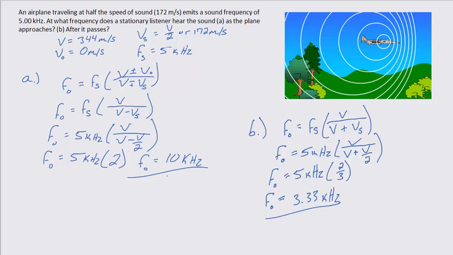which makes sense, since in part A, the airplane is moving towards the observer, so we should hear a higher frequency, which we heard was 10 kilohertz. And as the airplane moves away from our observer, we should hear a lower frequency, which is 3.33 kilohertz, which is smaller than the frequency we heard in part A.